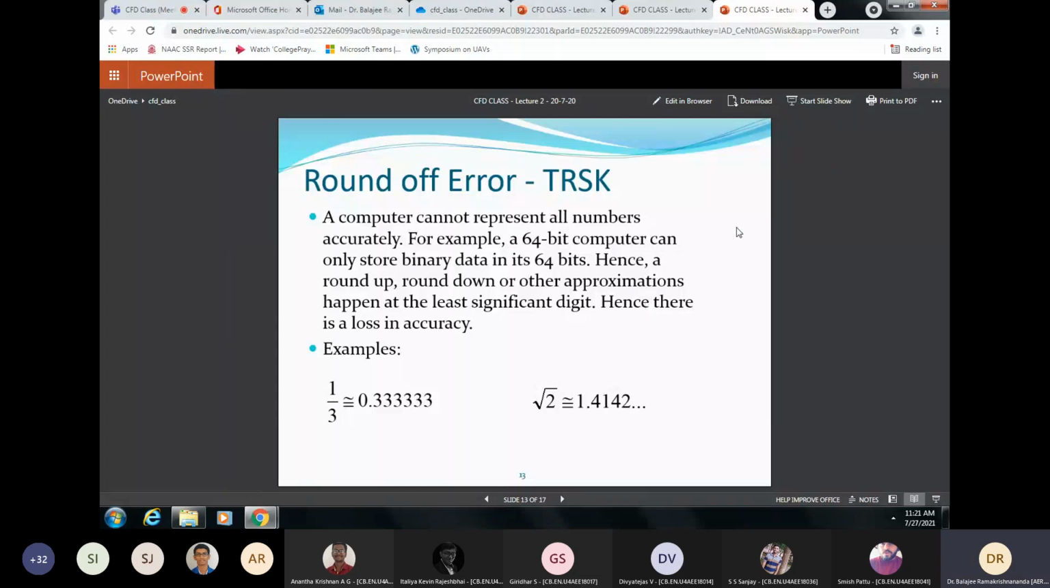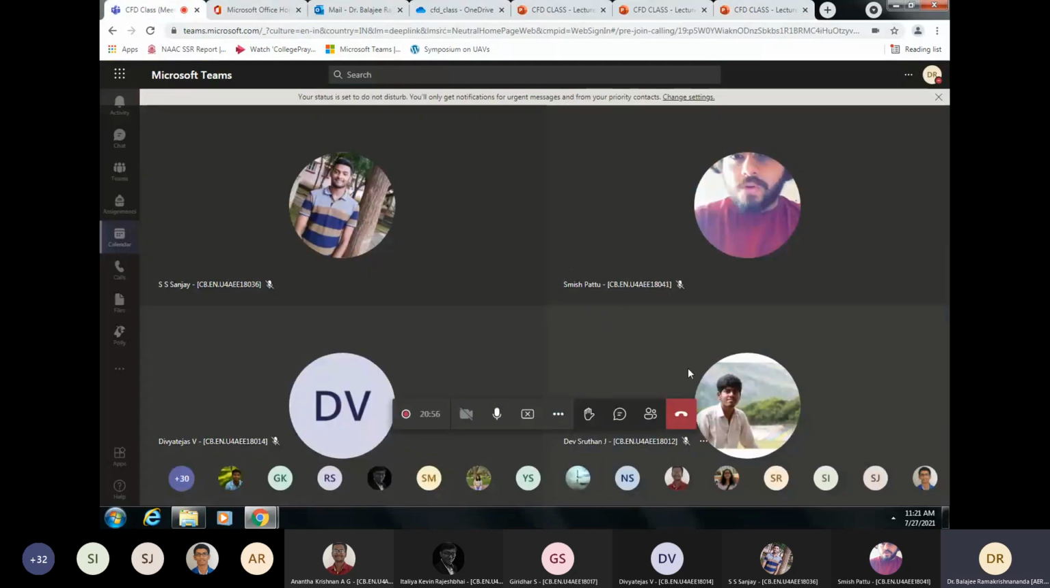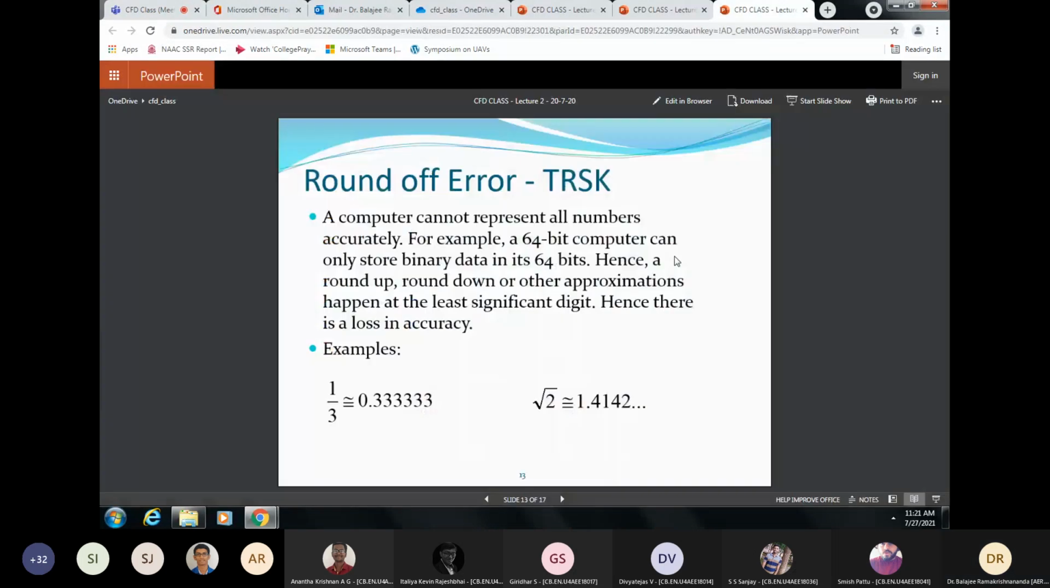For example, I want to ask a question to someone, and the right person is Krishna. Krishna? Yes, sir. See, I have this round off error. In some process, I have 10 multiplications. In another process, I have 100 multiplications. Which will have more round off error?